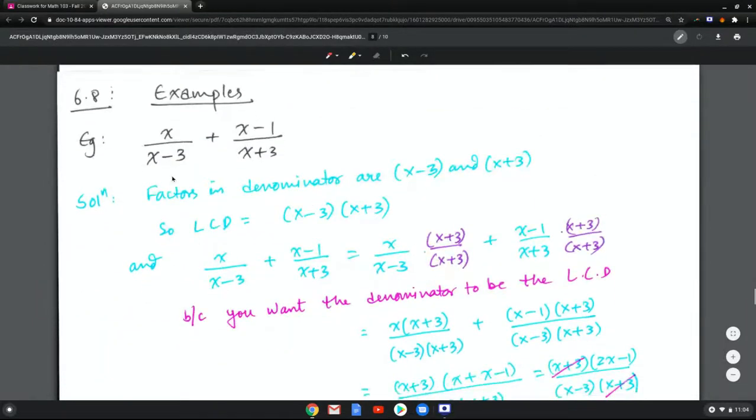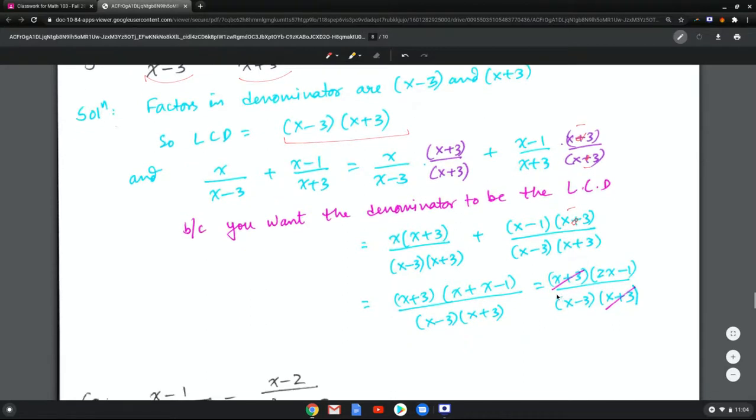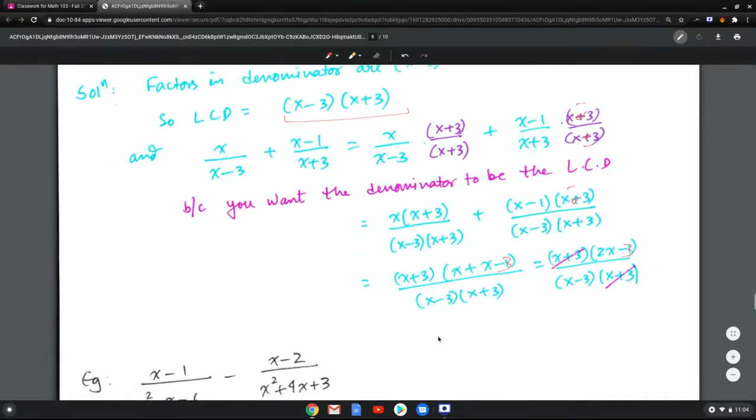Example. Now here, the denominators are x minus 3 and x plus 3. The LCD is just their product because there is no other factor. Now to get an x plus 3 in the first term, you multiply and divide by x plus 3 and multiply and divide by x minus 3 in the other. So you end up with x plus x minus 3, which becomes 2x minus 3 over x minus 3.